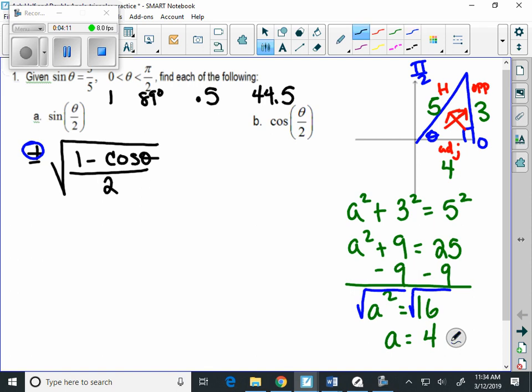Now, what I neglected to do so far is I need to identify here what is the cosine of theta. So I look over here at a triangle, and remember that cosine is the adjacent divided by the hypotenuse, so we're going to have 4/5. And now we're going to fill that into our formula.